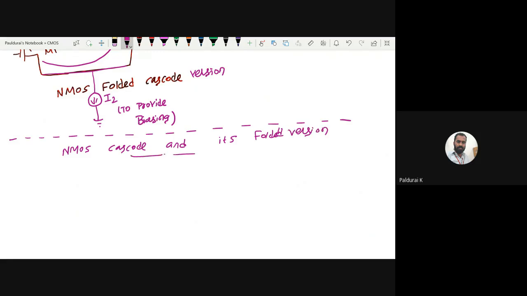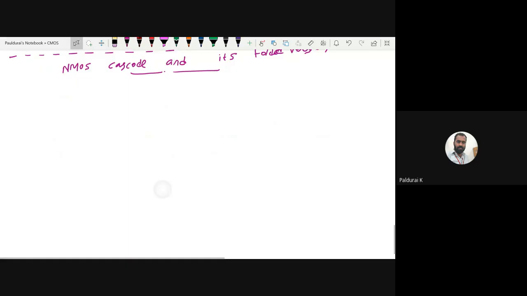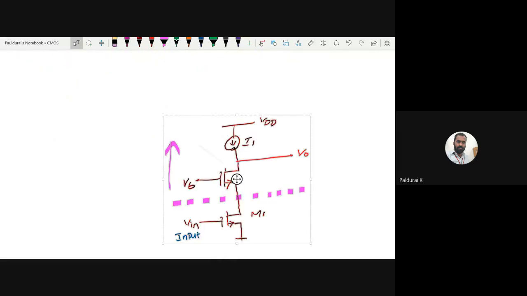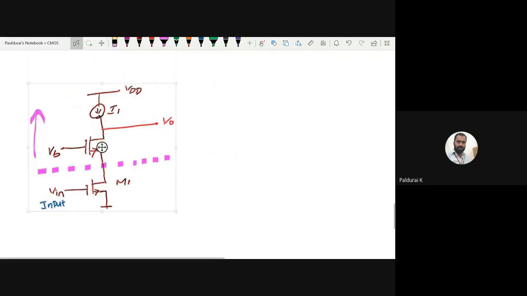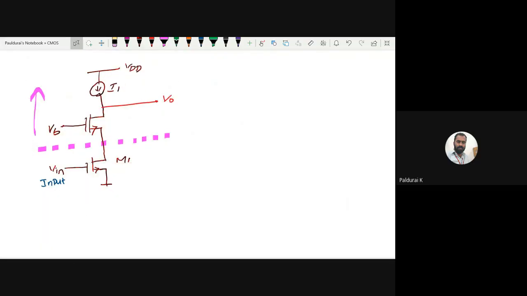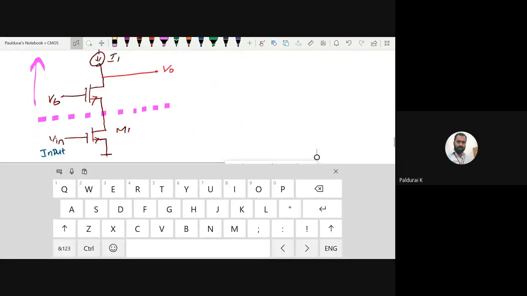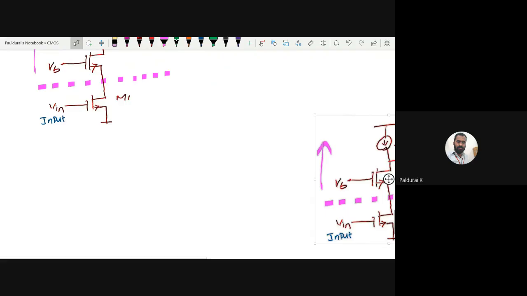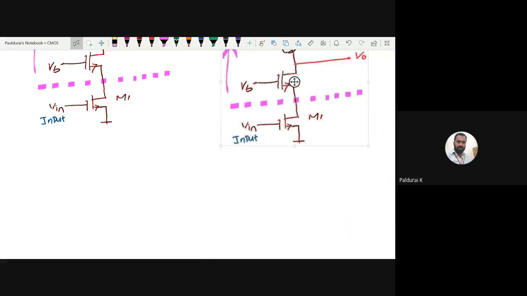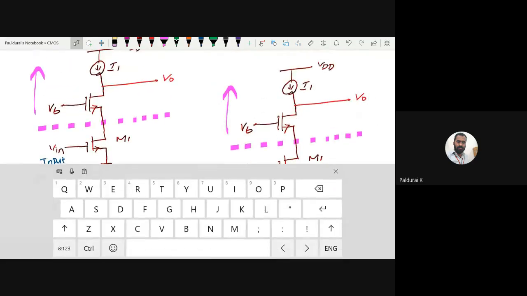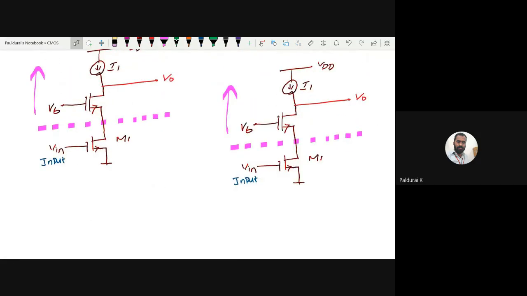Try to understand both in parallel. So this is my NMOS cascode, and this is my folded version. Folded version means you just want to change the input transistor. Okay, so the remaining, can we keep as it is?